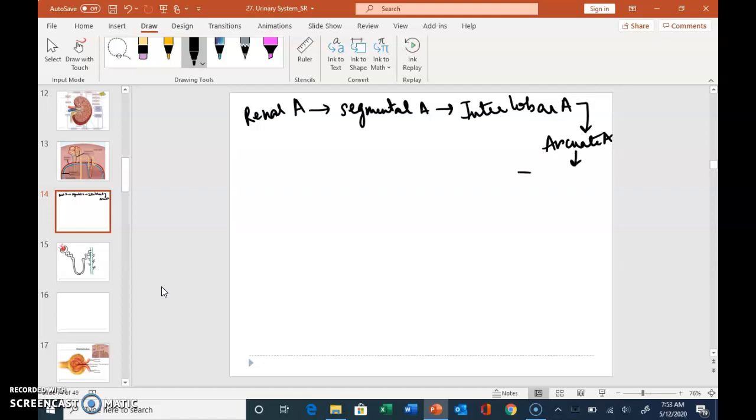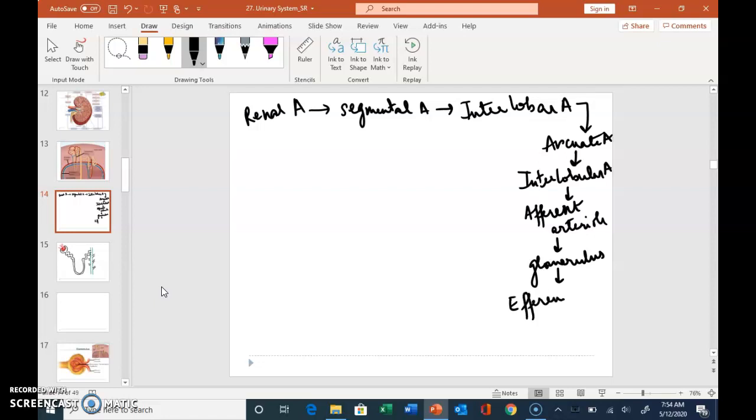The arcuate then forms interlobular arteries. From the interlobular arteries, we have the afferent arteriole branching off. The afferent arteriole gives rise to a capillary bed called glomerulus. Glomerulus is a capillary bed. From the glomerulus, another arteriole comes off, and that is called the efferent arteriole.